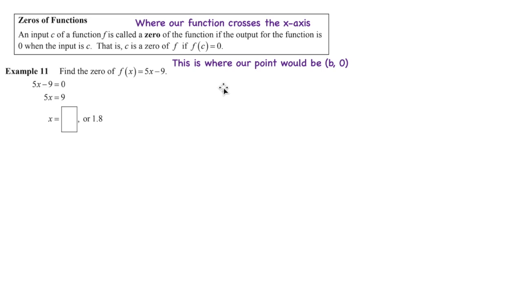In this case, I'll add 9 to both sides and divide by 5. So x is equal to 9/5 or 1.8. This is where our graph would cross the x-axis. And this concludes our lesson on lesson 1.5.